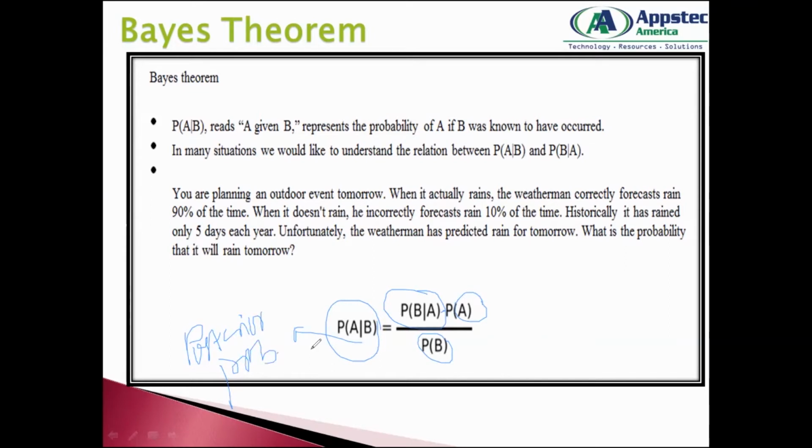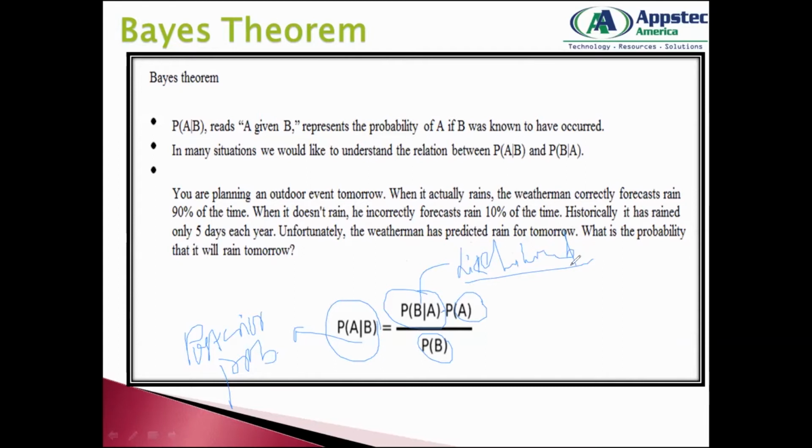We try to identify what would be the probability of A given that the event B has already occurred, or B is already known. Now, what is the probability of B given A? I'm not going too deep, I'm trying to be as generic as possible so that you understand. This probability of B given A is called the likelihood probability.